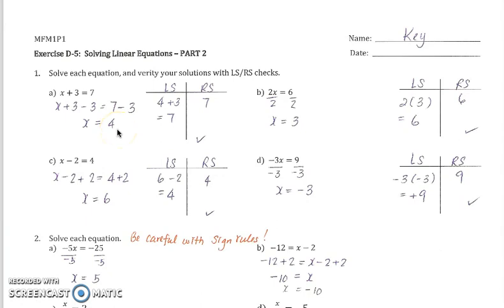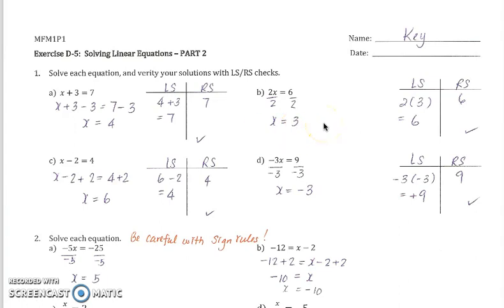To do a left side, right side check, use a T-chart. You write down LS for left side, RS for right side. Left side of your equation is x plus 3. Now you replace x with your answer, 4 plus 3. Simplify that to 7. In the right side column, you copy down the original value of the right side, which is 7. So if left side is 7 and right side is 7, that means you have solved the equation correctly.